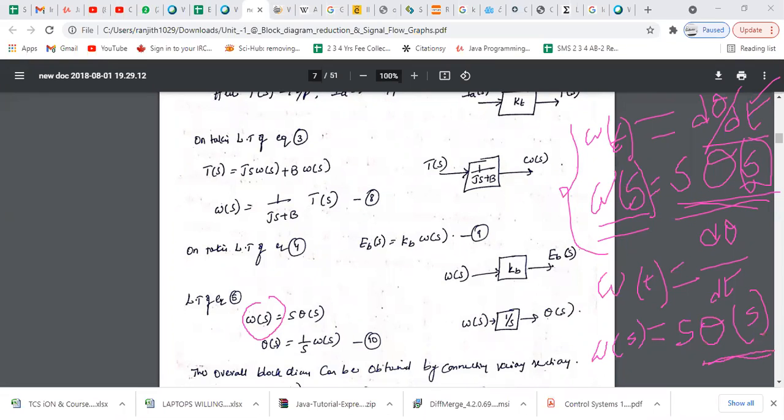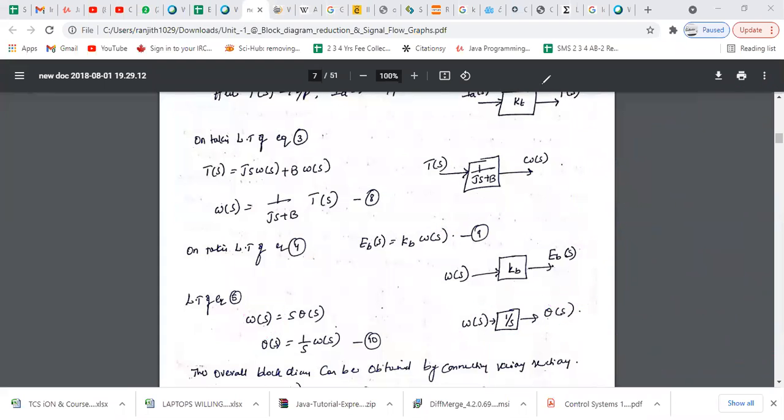So in the armature control DC motor, what is the output we are having? Displacement. Angular displacement, theta of s. But we have omega of s here. In order to convert omega of s into theta of s, from this equation, what is theta of s? Theta of s equals 1 by s into omega of s, right? So is it clear, all of you? Yes, sir.